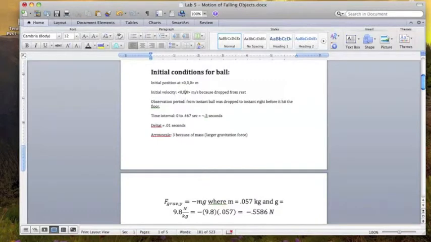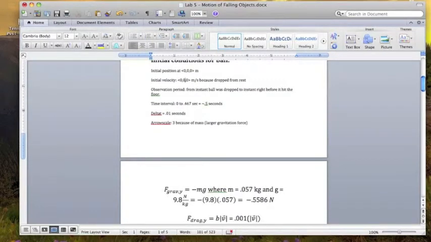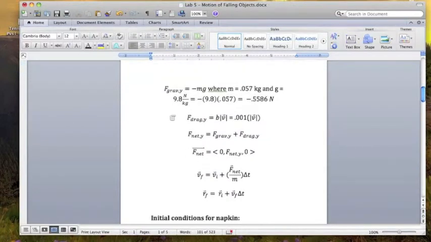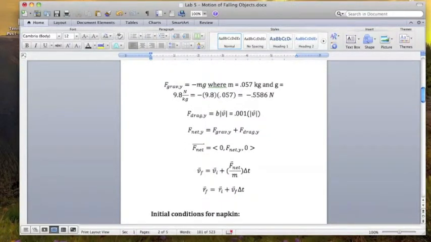It starts at the origin, and I observed it from the instant the ball was dropped to right before it hit the floor. The time interval was around 0.5 seconds, delta t at 0.01. The arrow scales through because of mass, and that would give it a larger gravitational force. We didn't want the arrow to be too big, but not too small either. And this is the progression of how we updated position.